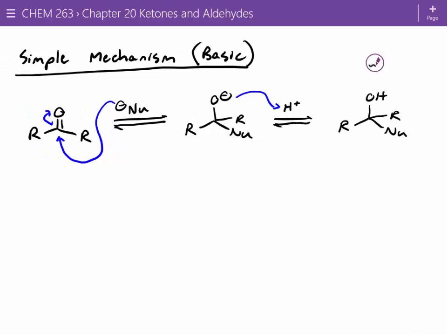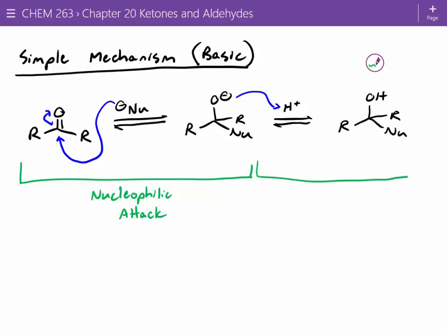So the key is, this is broken down into 2 steps. The first step is nucleophilic attack. The second step is our proton transfer. Does this look familiar to people? What sort of nucleophile have we seen where it does this?